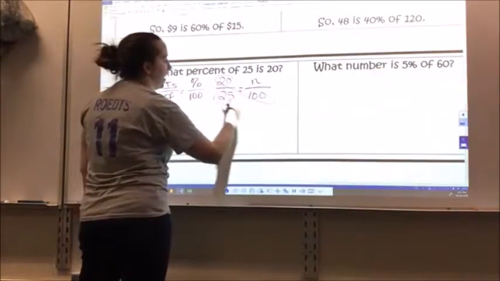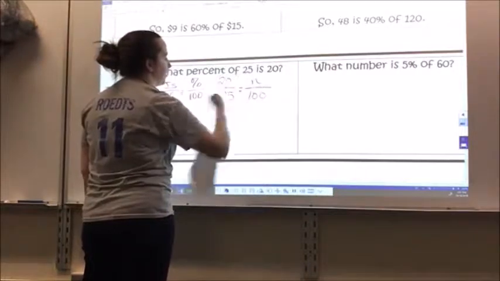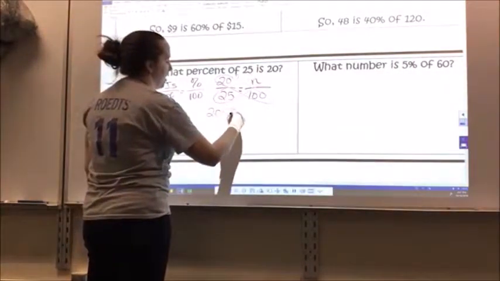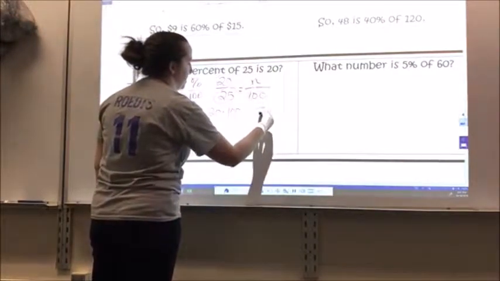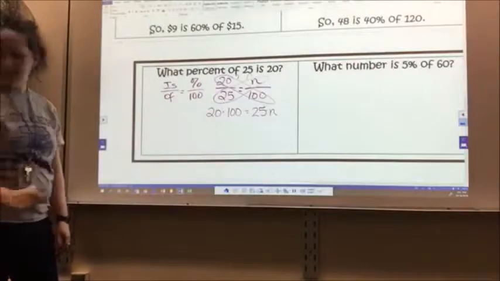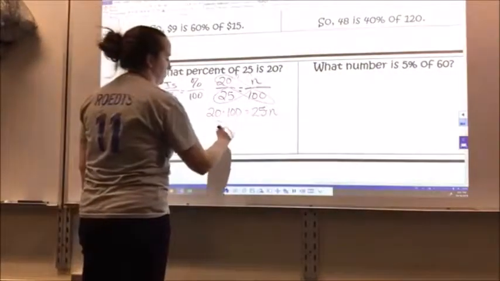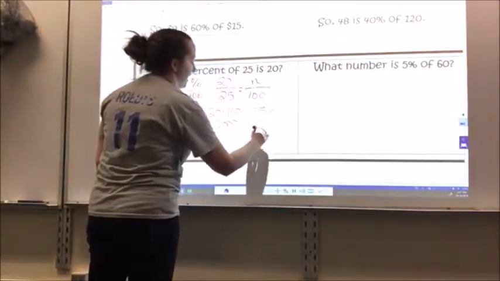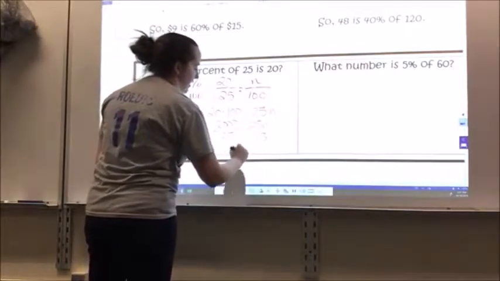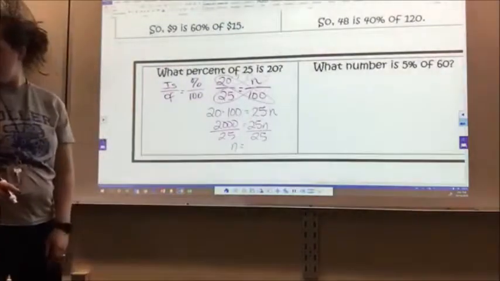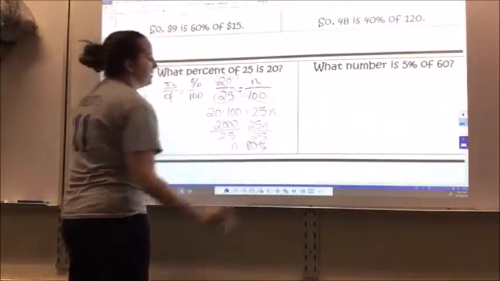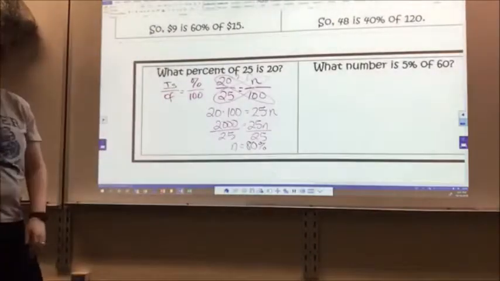Now I can multiply by the butterfly. I get 20 times 100 equals 25 times n. 20 times 100 gives me 2,000 equals 25n, and then I divide by 25. n equals 80. It's 80% because it's a percent. What percent was I missing?